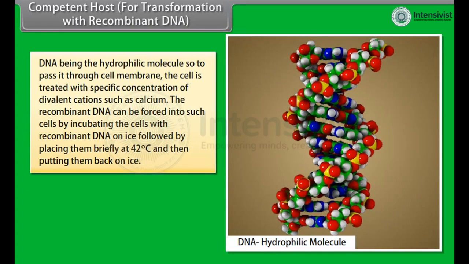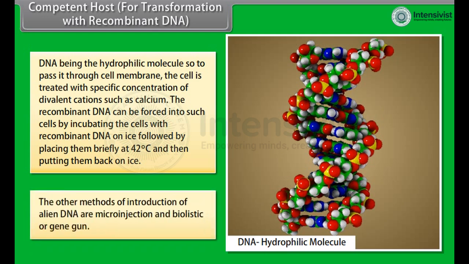DNA being a hydrophilic molecule, to pass it through the cell membrane, the cell is treated with a specific concentration of divalent cations such as calcium. The recombinant DNA can be forced into such cells by incubating the cells with recombinant DNA on ice, followed by placing them briefly at 42 degrees Celsius and then putting them back on ice.